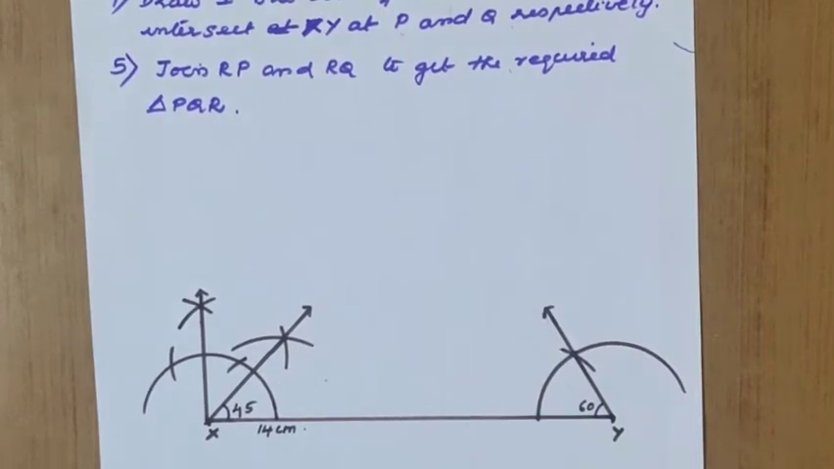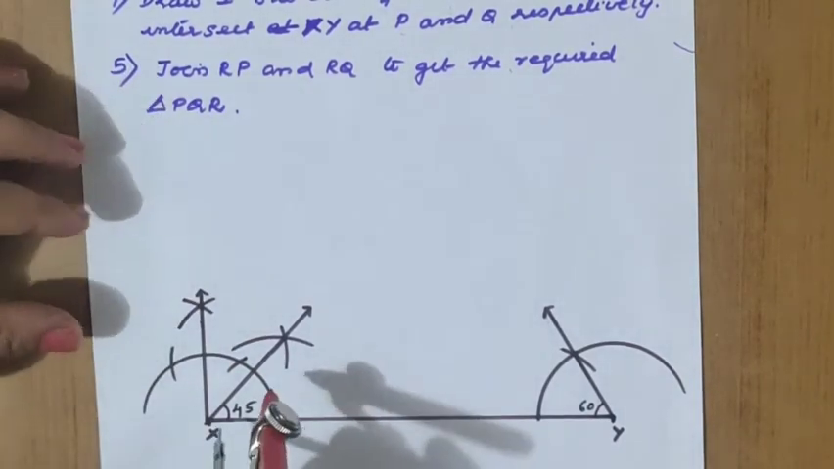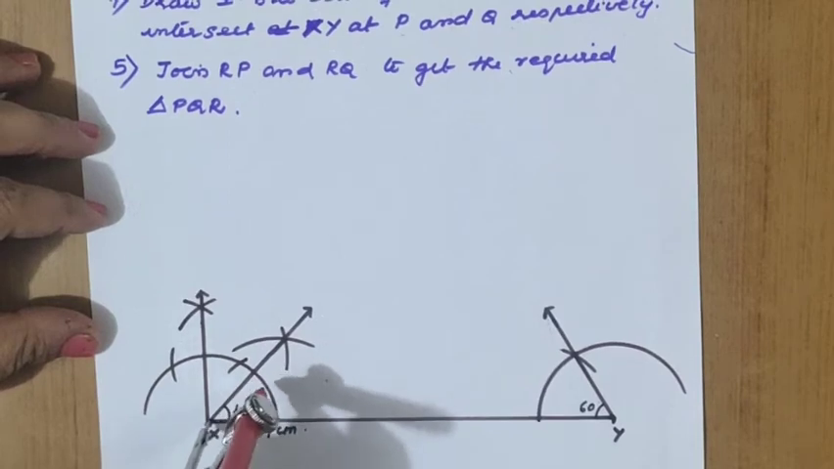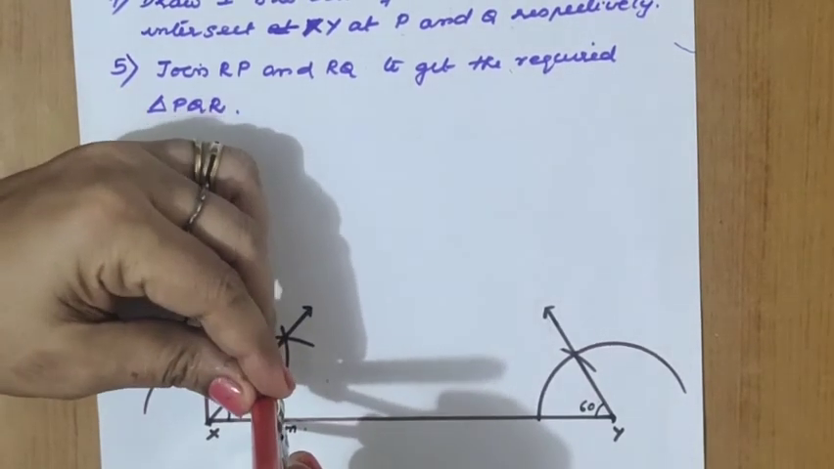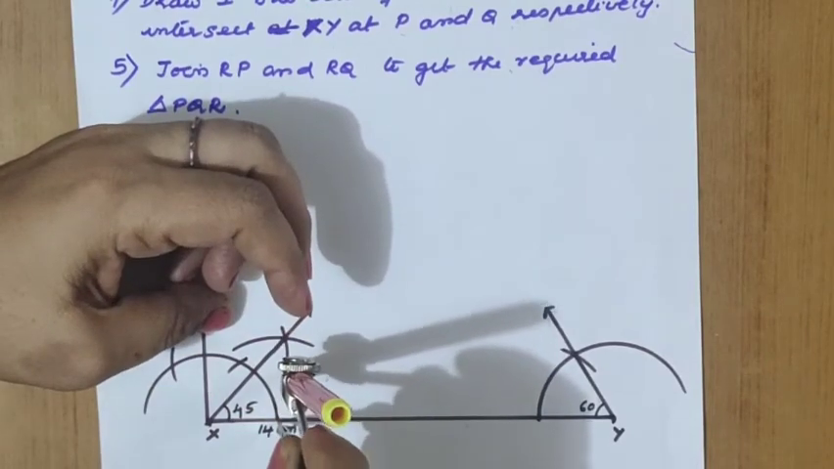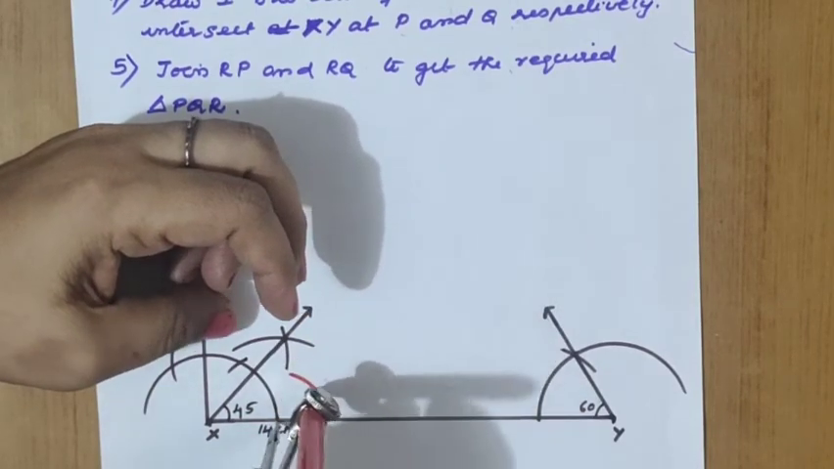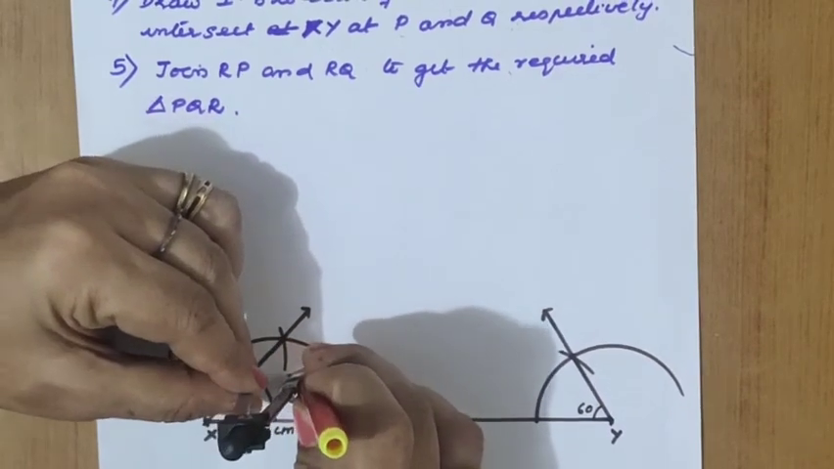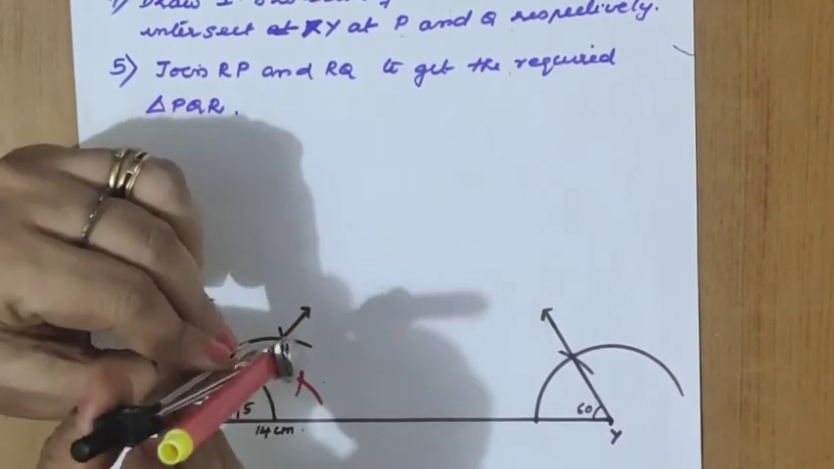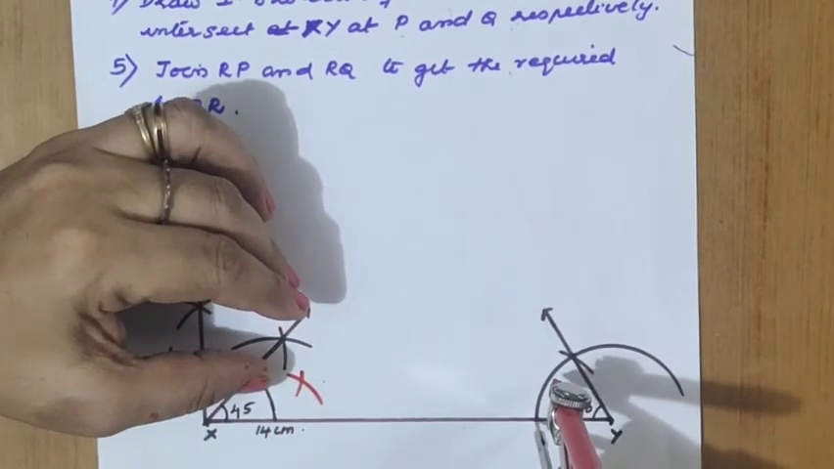If you understood this one, what is the next procedure? We have to draw the angle bisectors of 45 degree and 60 degree. So I'll use a different sketch now, then it is very clear to you. Here 45 degree is there, for the angle bisector more than half is to be taken. So here I'll draw the first arc and here the second arc. Similarly, 60 to be bisected.